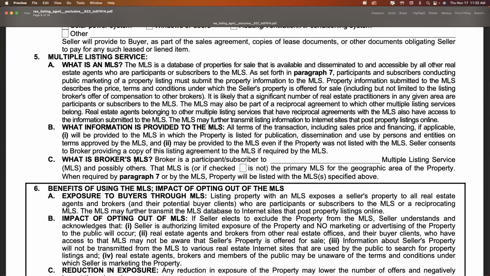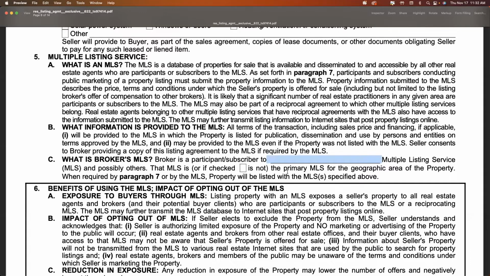What is broker's MLS? This is not Downey Association of Realtors for this office. It is not your Association of Realtors. It is the MLS you're a member of. And for us, that is CRMLS. Okay, so that is always going to be CRMLS.